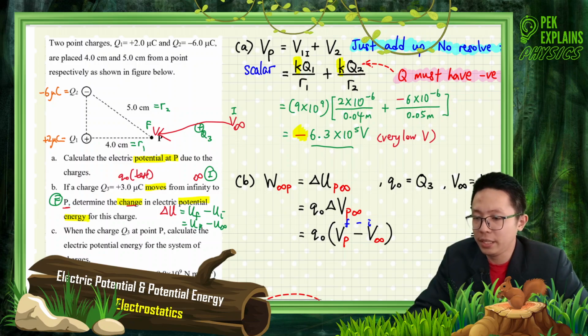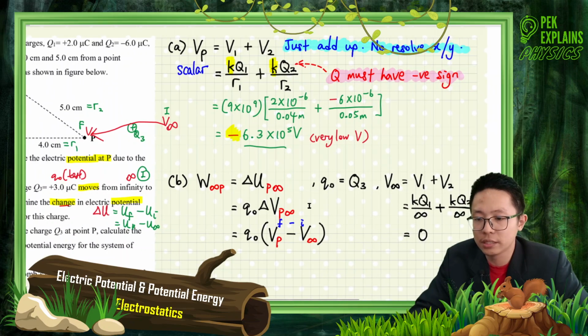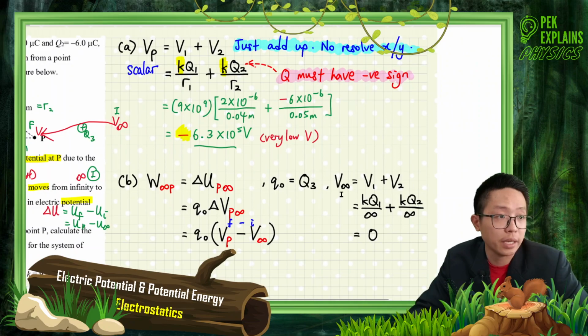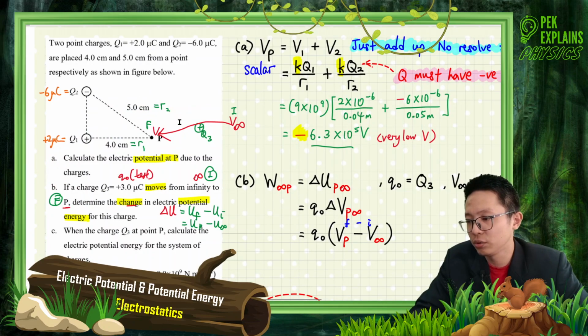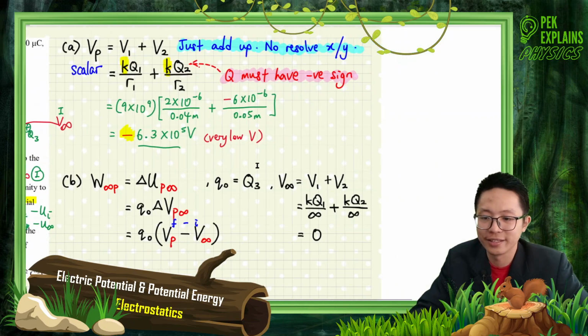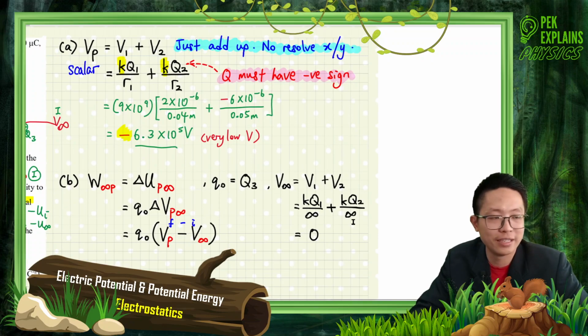Potential at P, we already calculated as V1 plus V2. Potential at infinity, you do the same thing again: V1 plus V2. So the distance is infinity, because how far is infinity from Q2 and Q1? It is infinity distance. That's why the distance is infinity.